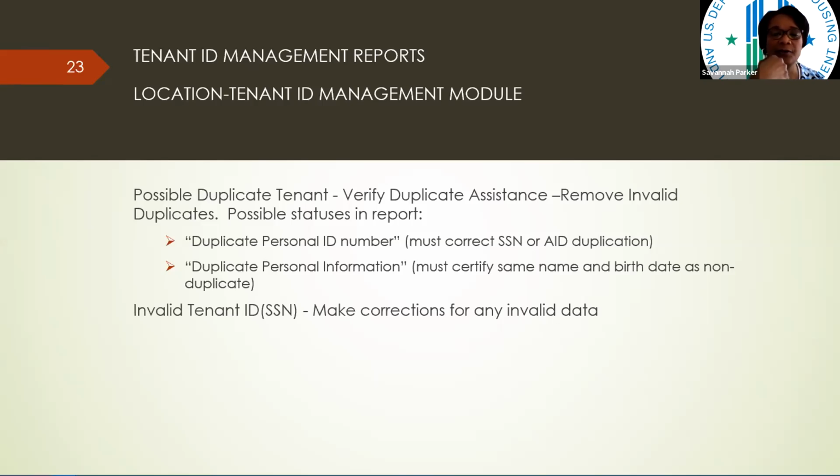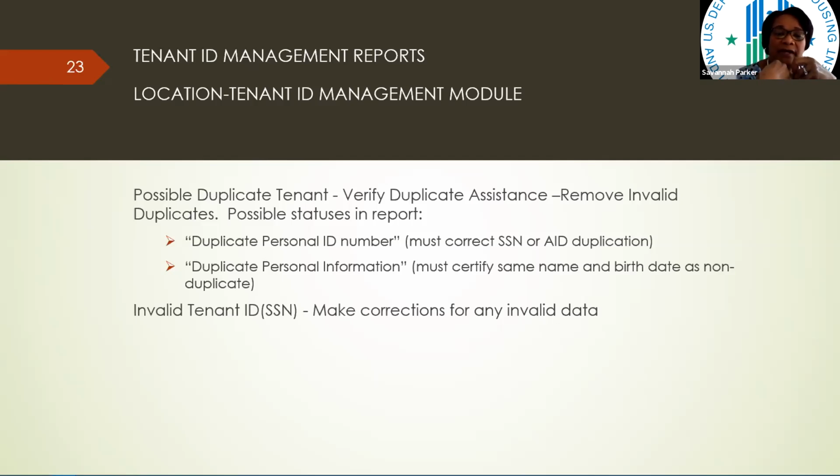Some of you I've worked with on this issue before, but this is one that tends to stump a lot of people because you try different things. You try to fix it in tenant ID management and it still won't fix it. Well, tenant ID management will not fix it if that head of household does not show up on the invalid tenant ID report. It just won't fix it at all.